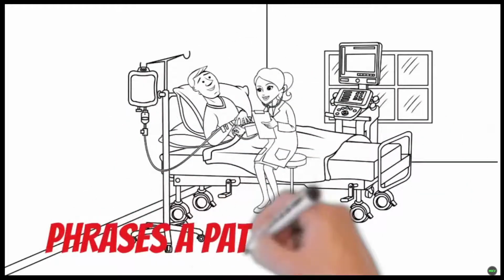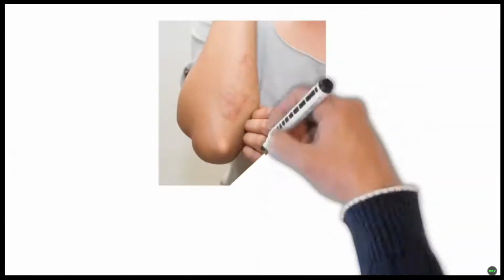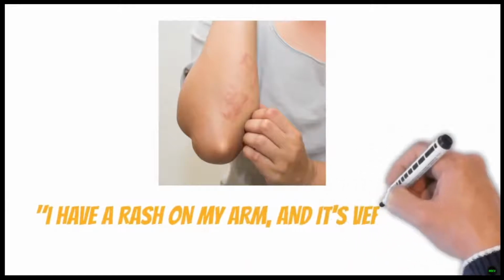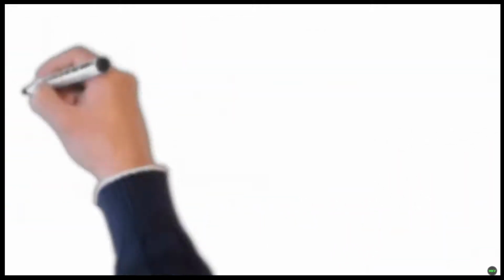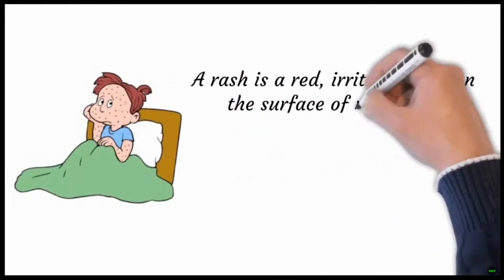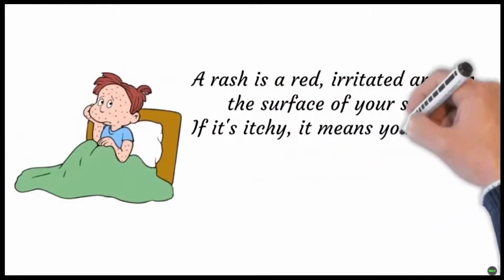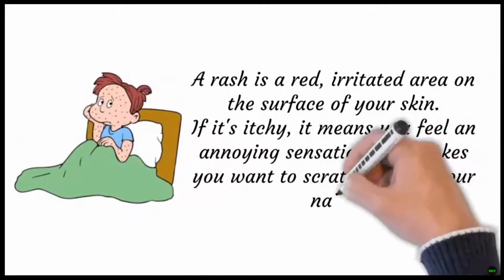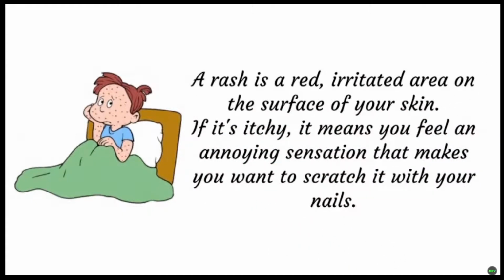Here are some phrases a patient might say. I have a rash on my arm, and it's very itchy. A rash is a red, irritated area on the surface of your skin. If it's itchy, it means you feel an annoying sensation that makes you want to scratch it with your nails.